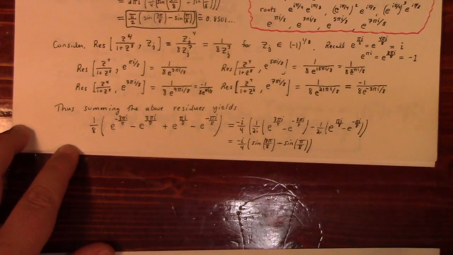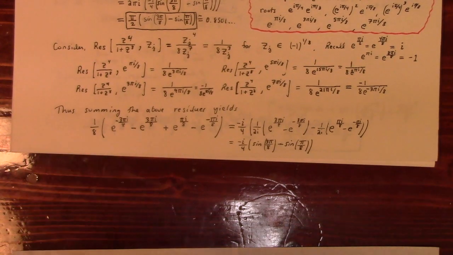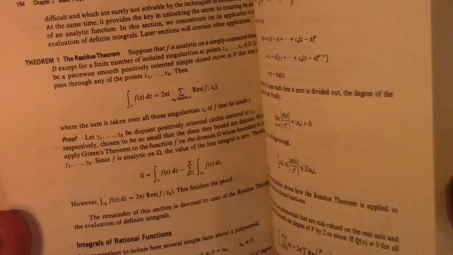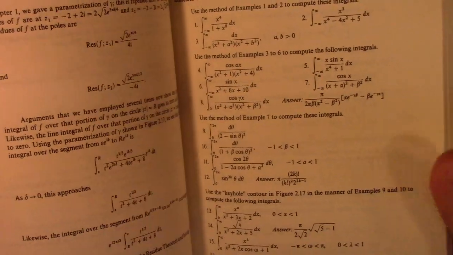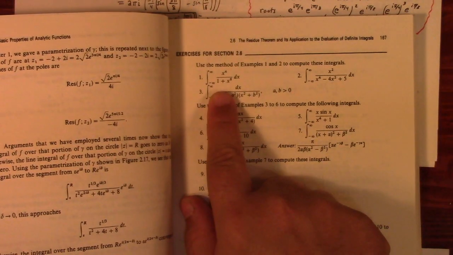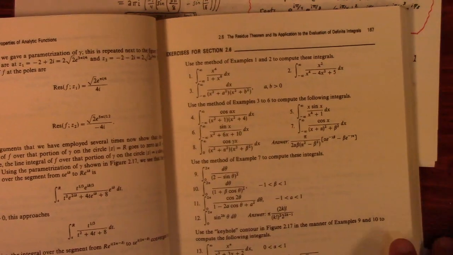Now, the answer in the back of the book. Again, this is from Fisher's book, where I got this. It's all Fisher's fault. He did this to me. Right here, this is the problem I was working. Number 1, the integral of x to the 4th over 1 plus x to the 8th dx, right? Section 2.6, number 1.